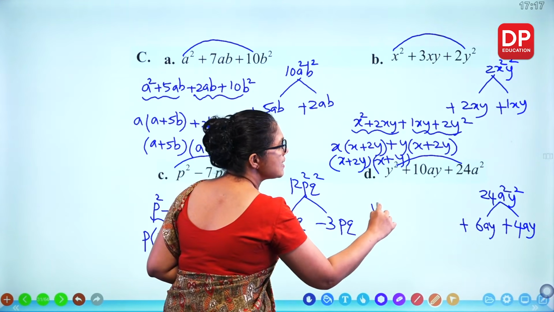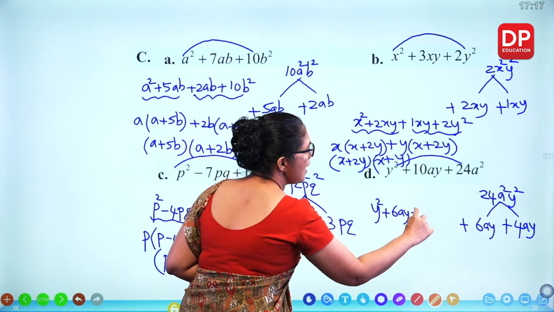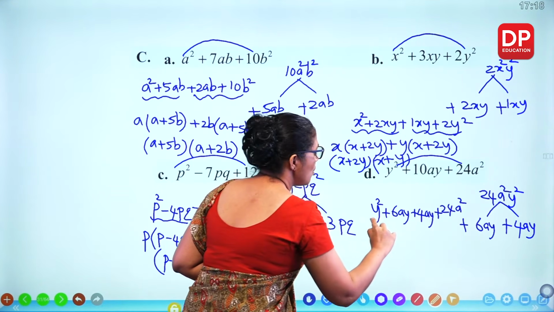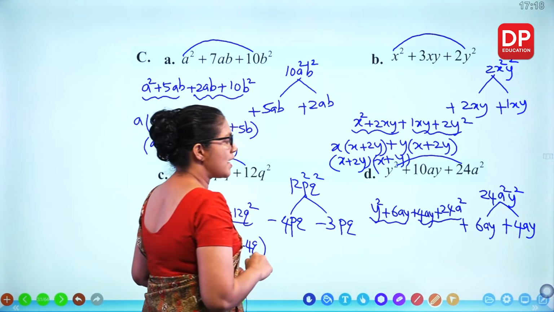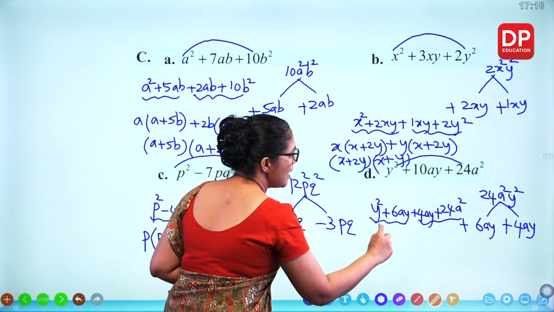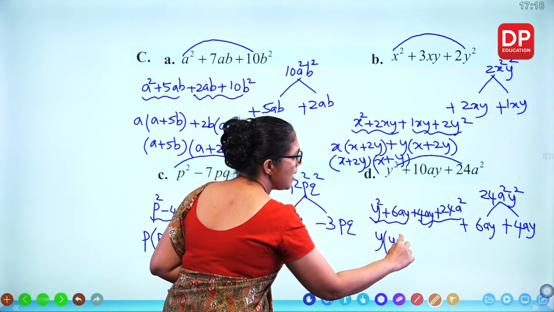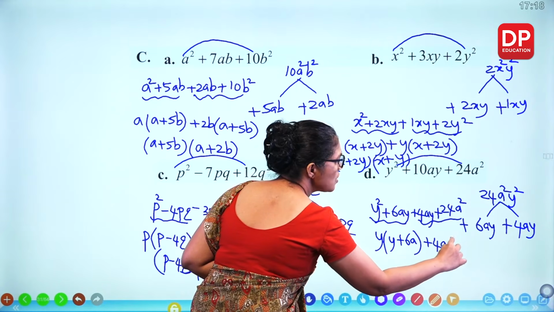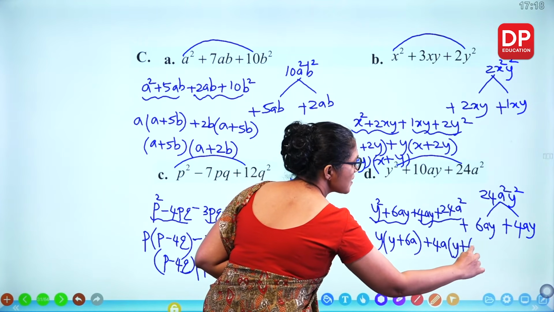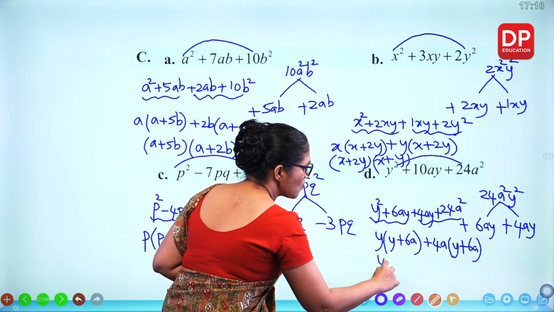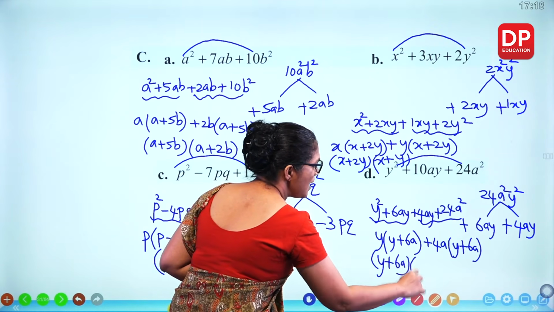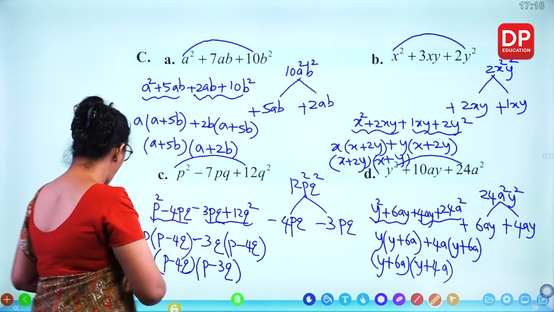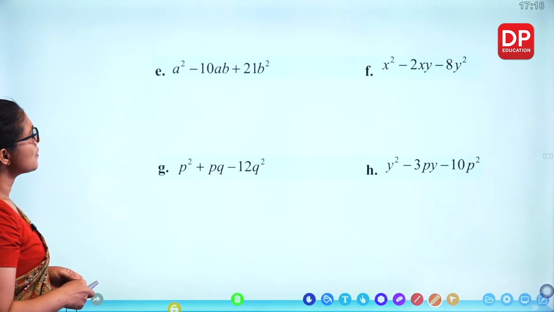So here split the middle term to 6ay and 4ay and try to factorize by taking 2 at a time. So first 2, when you take y, you can take it out and the remaining one is y plus 6a. Here you can take 4a out. The remaining part is y plus 6a. Now y plus 6a is common. Take it out and the remaining part is y plus 4a.